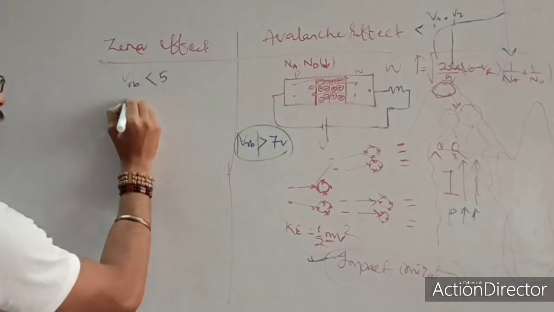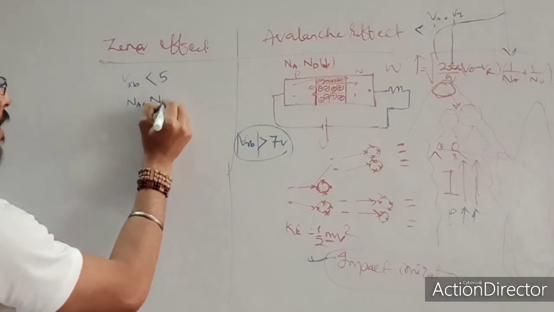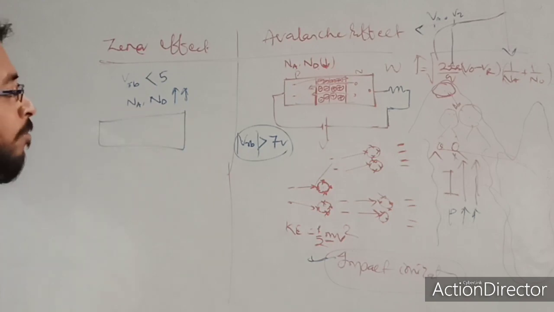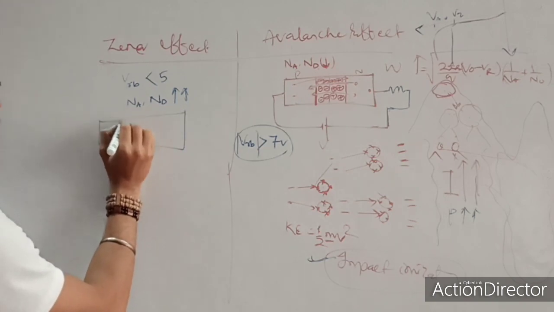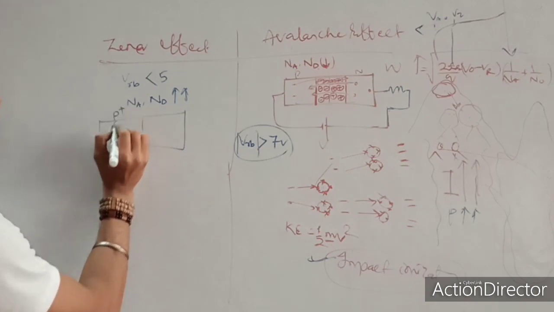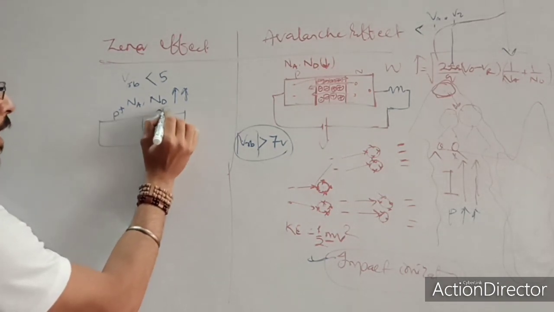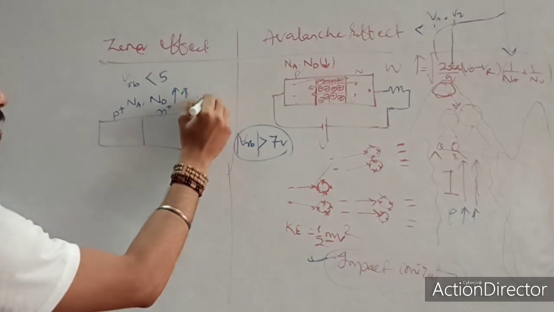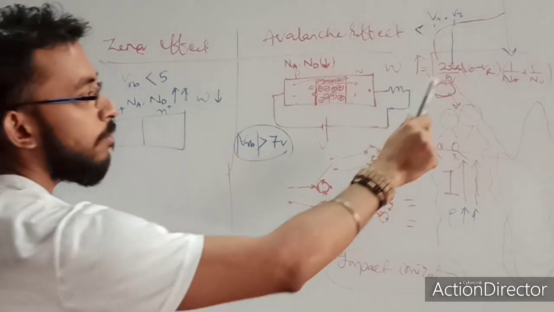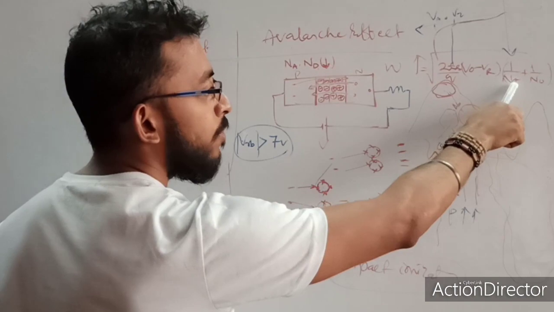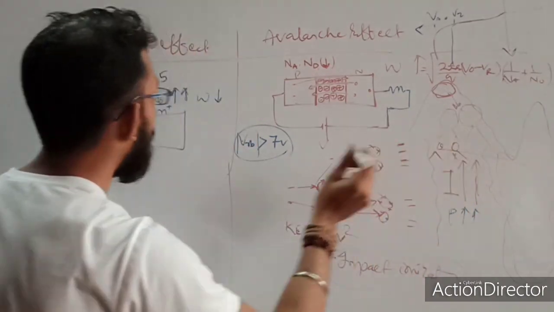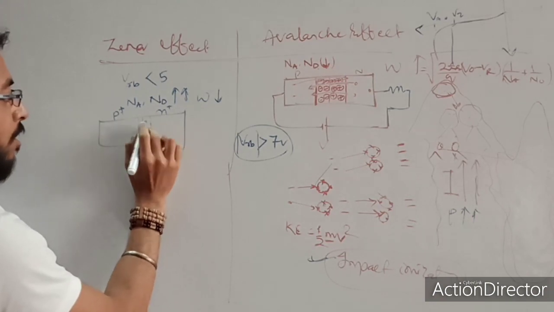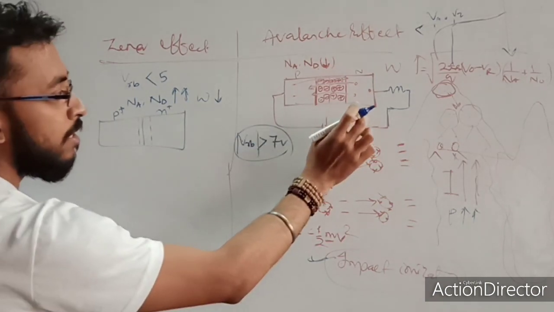And for the Zener effect, my Na and my Nd should be very high, meaning both P and N sides should be highly doped. Highly doped means in place of P, I write P plus, and N plus. If my doping is high, what happens to my width? From the same formula as over here, if the doping is high, this gives me a lower value. So W will be less. It means the width of the depletion region is very small compared to this case.